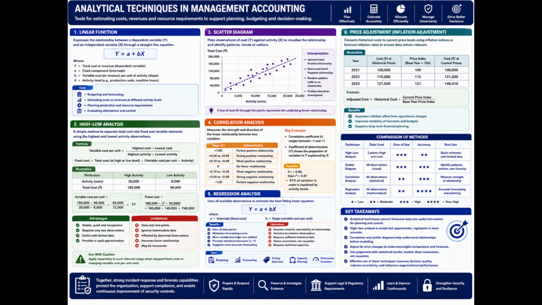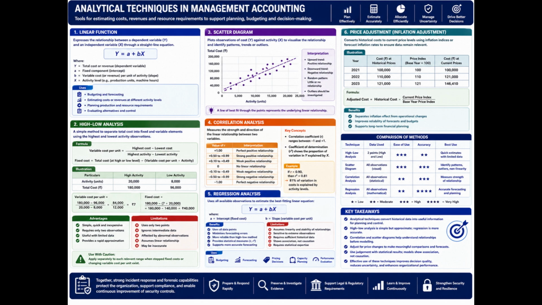Regression forecasts are generally more reliable than high-low estimates because they incorporate the complete data set and reduce the influence of random fluctuations. Forecasting frequently requires adjustment for price movements to ensure that historical data remain relevant. Historical costs may be converted into current price levels by applying inflation indices or forecast inflation rates before future budgets are prepared. Such adjustments distinguish changes arising from inflation from those caused by operational efficiency or volume changes, improving the reliability of cost projections and long-term financial planning.